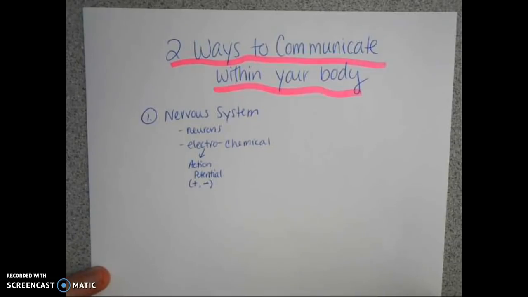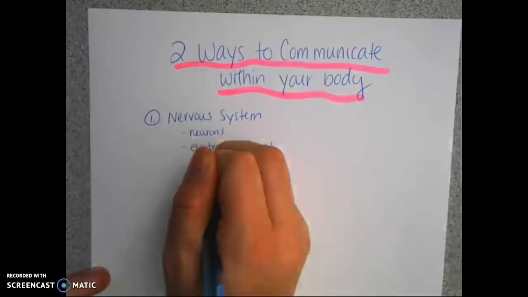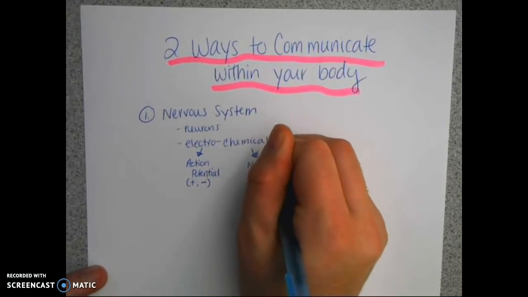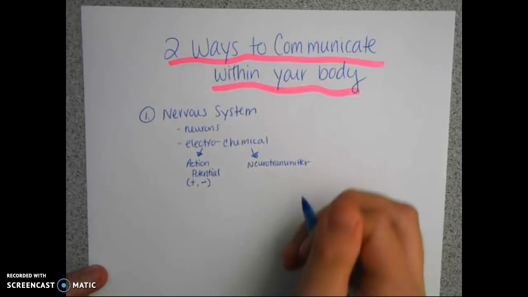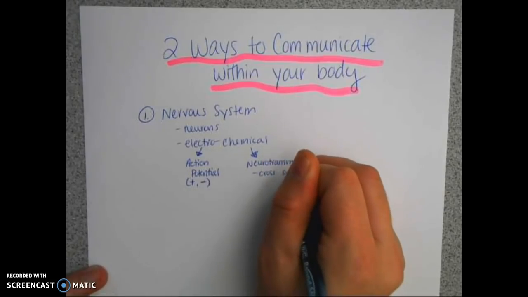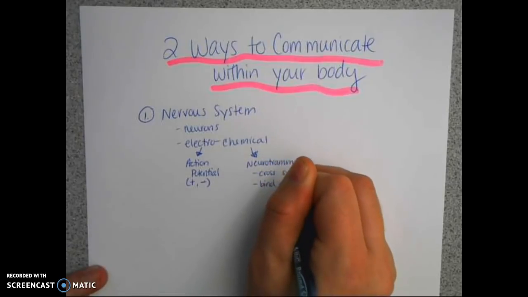The chemical piece of the nervous system, specifically a neuron, right? The chemical piece is the use of neurotransmitters. Remember, neurotransmitters are chemicals that cross the synapse and they can bind with receptor sites.